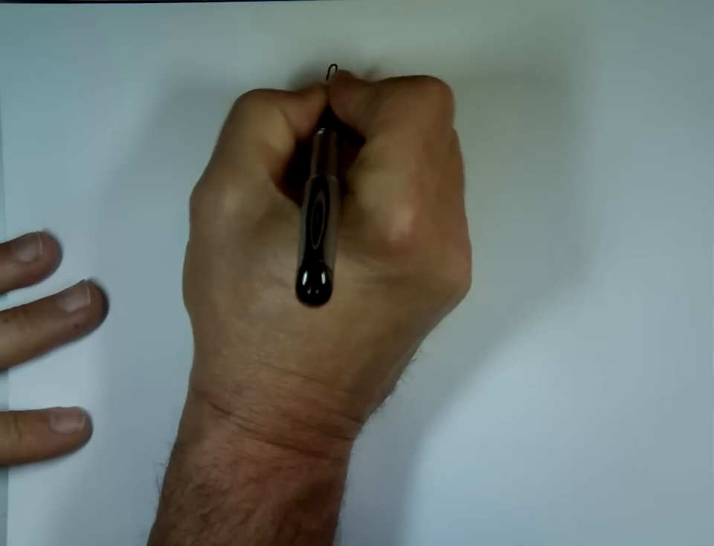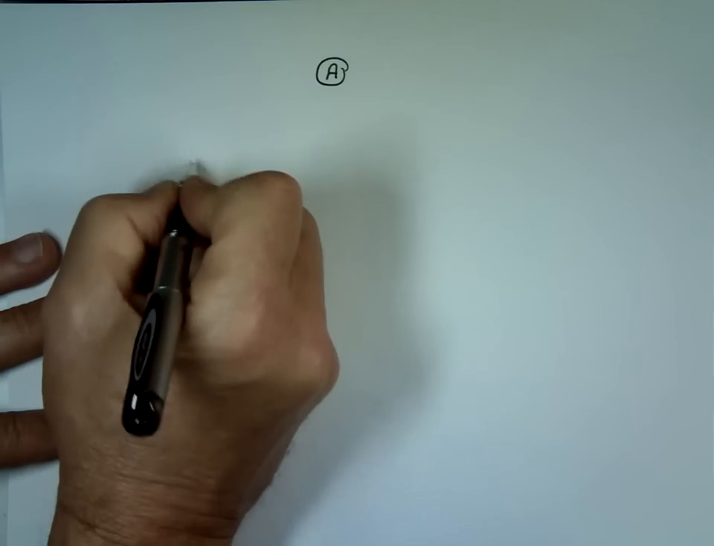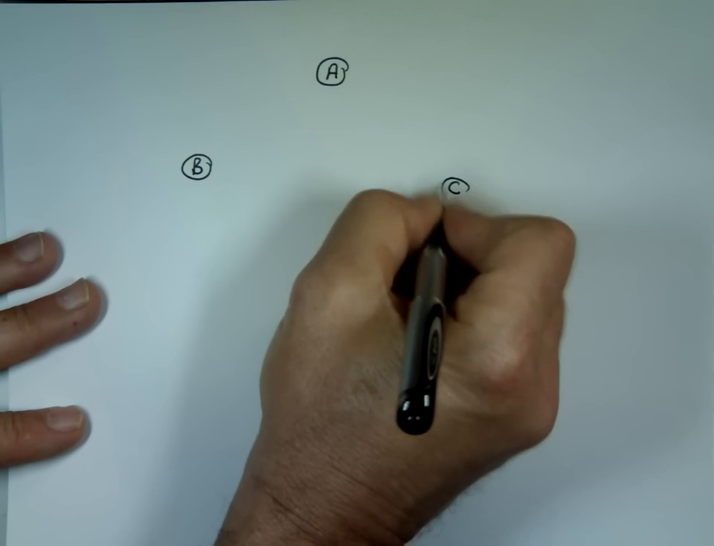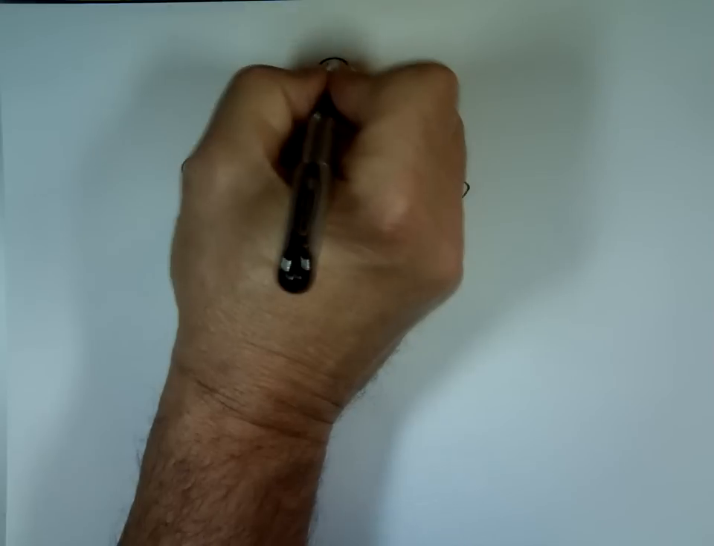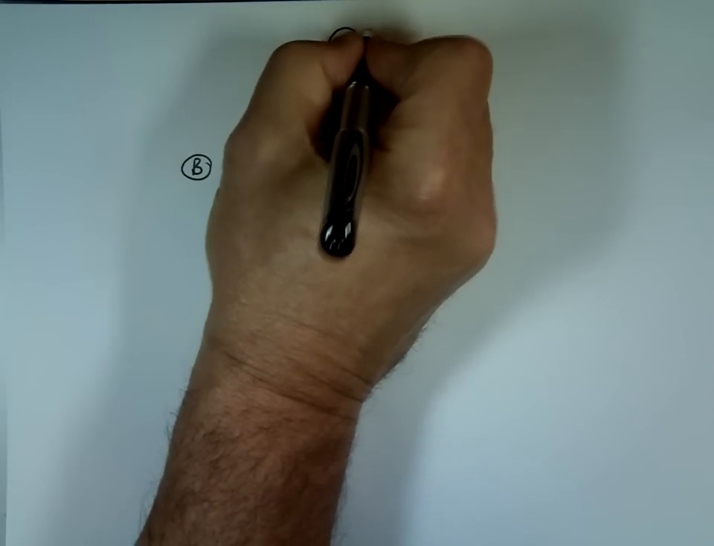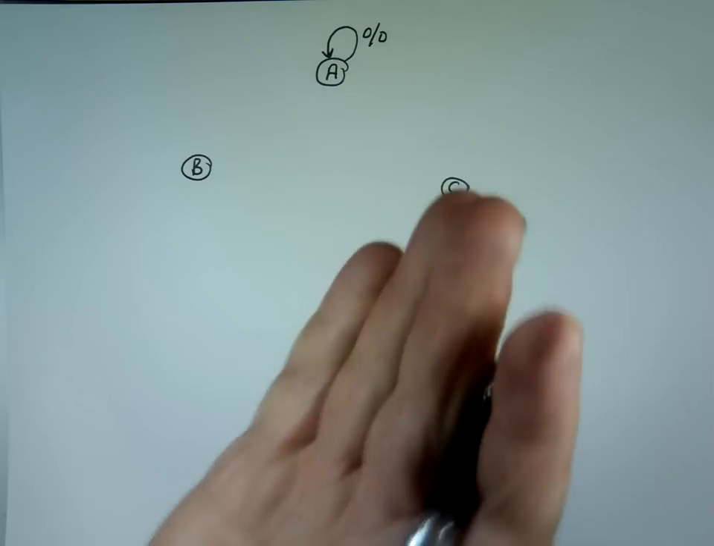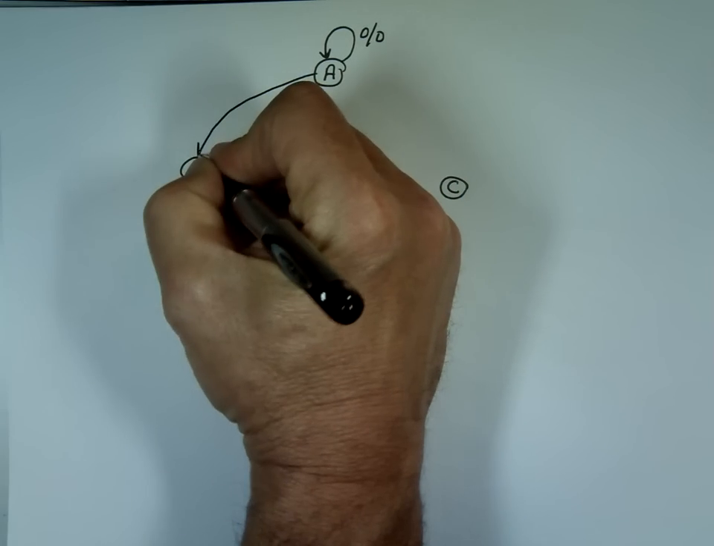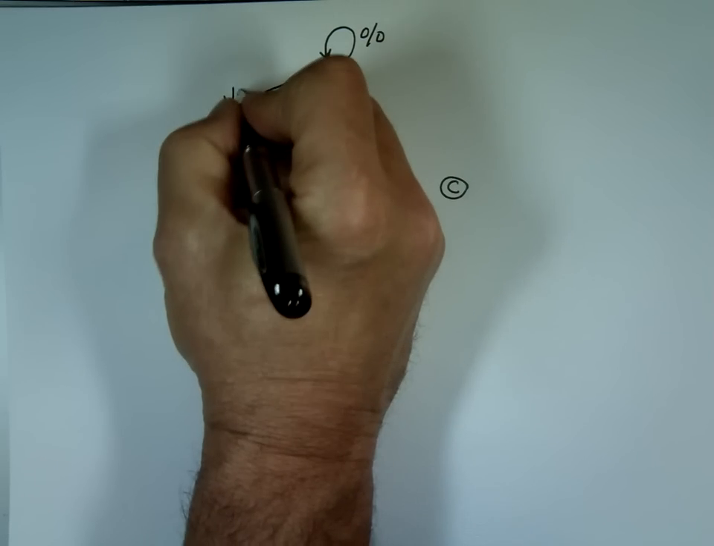Let's try another one. Here's my state diagram. State A, state B, and state C. If I'm at A and I put a 0, I stay there and end up with a 0 for an output. Notice my output notation now is a slash, different from the other notation. If I put a 1, I go to this one.